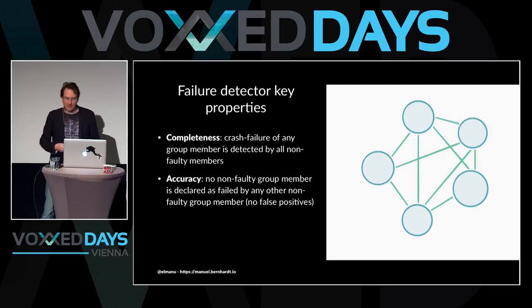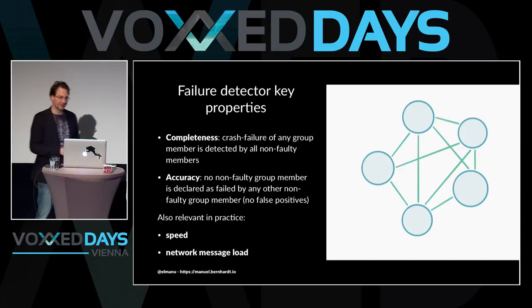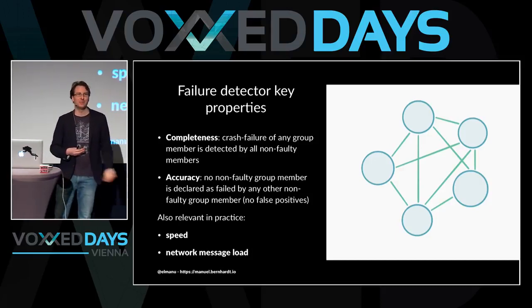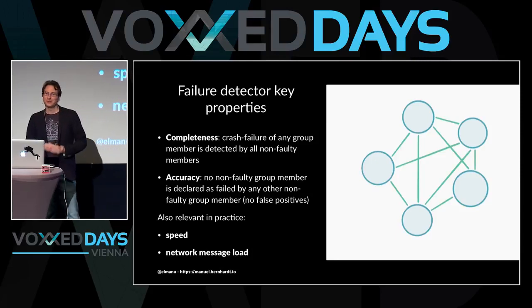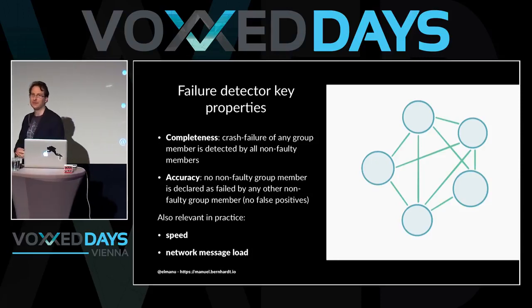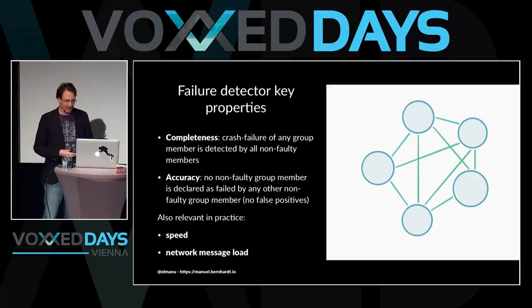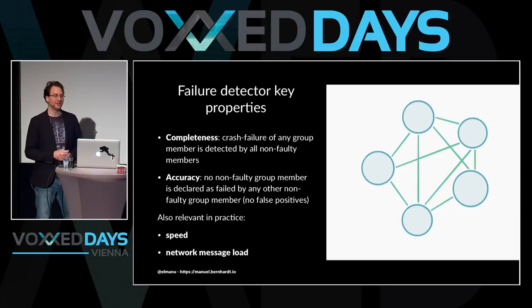And then reality kicks in, and you have these pesky little things like speed and network message load that you also have to think about when you want to implement a failure detector in practice, because if you don't think about them, your failure detector is going to be pretty much unusable in a real-world system. But we're not going to use these two properties to classify failure detectors further on.